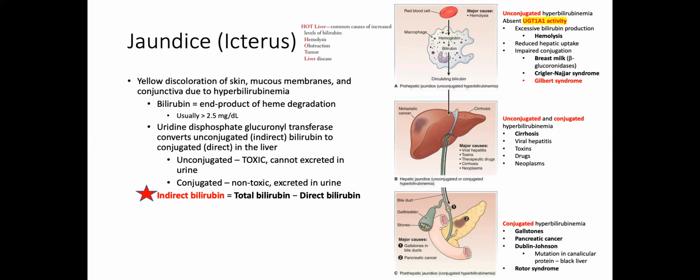It's going to have that yellow discoloration, and it's due to elevated bilirubin, which is usually greater than 2.5. It can be unconjugated or indirect, or conjugated, which is direct. Unconjugated is toxic and it cannot be excreted in the urine. Conjugated, it's been through the liver, so it is non-toxic and it can be excreted in the urine.